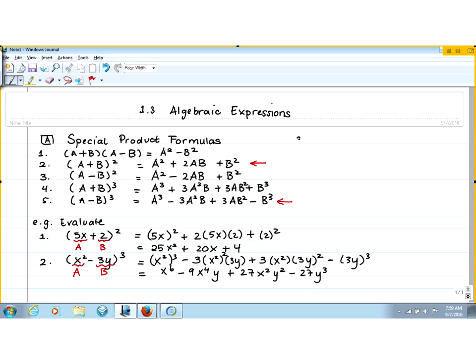So should we do another one? The cube? Okay, so let's do another one. What about if you have 2x squared plus 3y cubed? Okay. So can you work on these? All right.